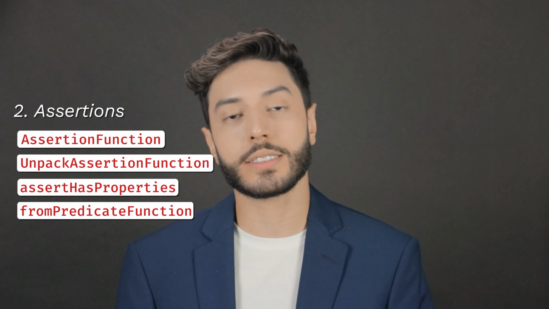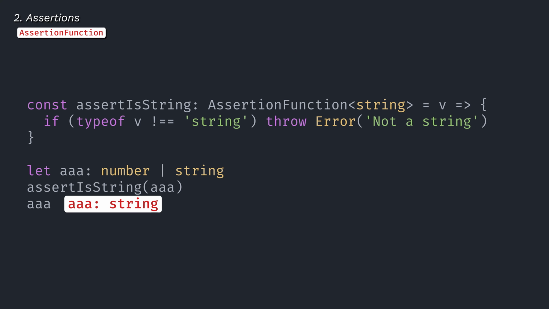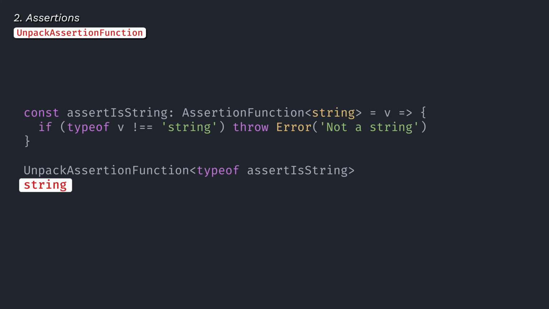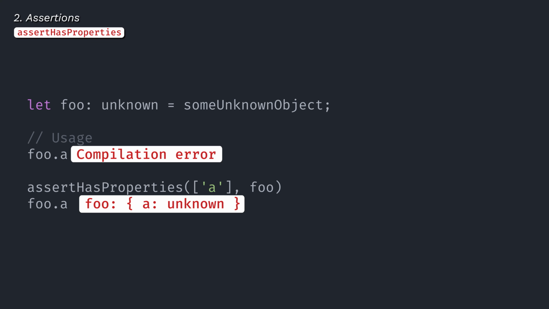This module contains these 4 utilities. An assertion function is exactly what it seems, a function that makes a type assertion. Unpack assertion function returns the type asserted by an assertion function. Assert has properties, asserts that the given value has the given properties, and throws if it doesn't. To keep things safe, the asserted properties are typed as unknown. If you don't know the differences between any and unknown, I have a 1-minute video for you.